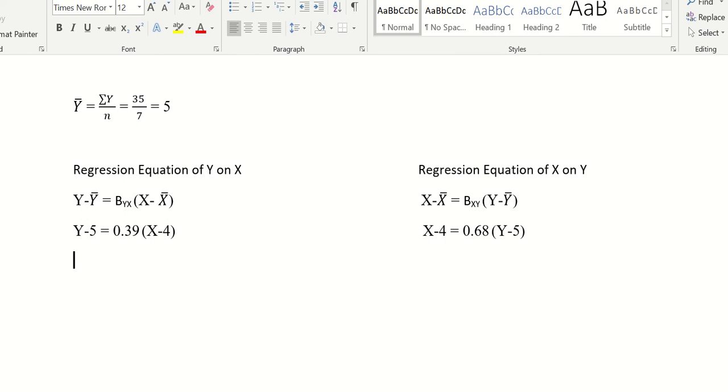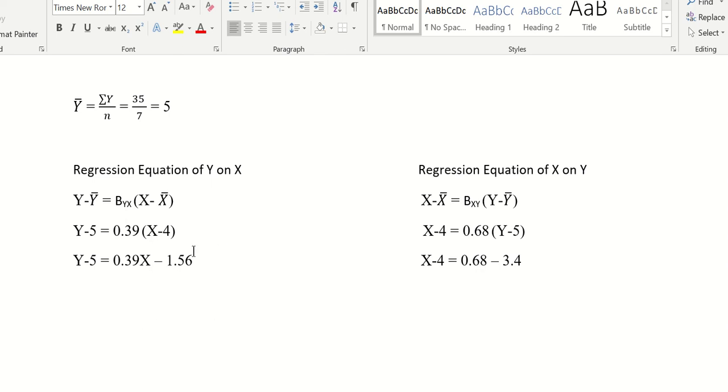So this would remain y minus 5 equals 0.39 x minus 0.39 into 4, 1.56, right? And similarly for this part also we will calculate. x minus 4 equals 0.68 y minus 0.68 into 5, 3.4. Now we will solve it.